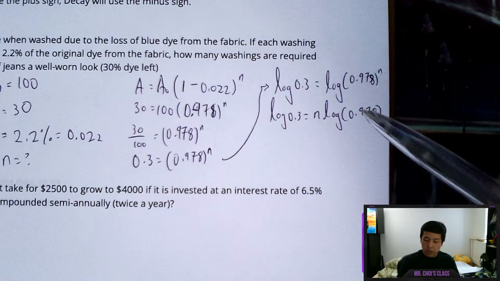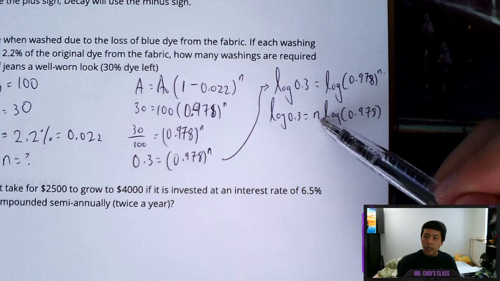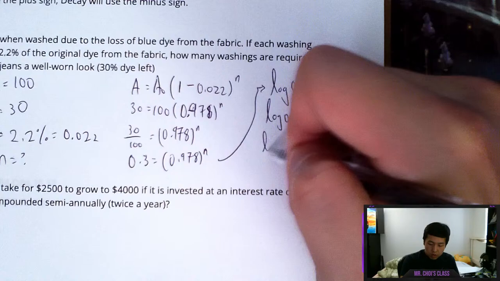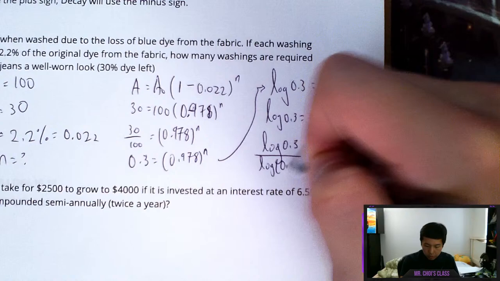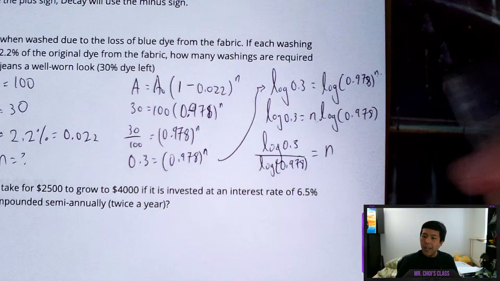It is now in the front as a coefficient, which means we can now divide this by log of 0.978, and that should equal n. This is solvable on your calculator.